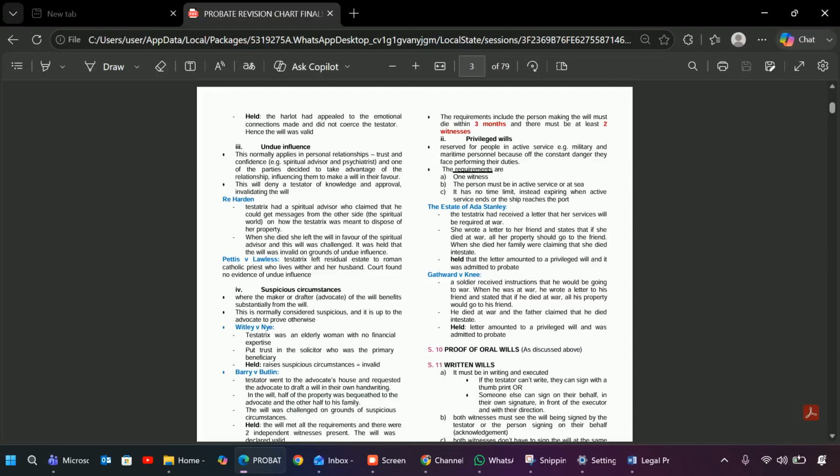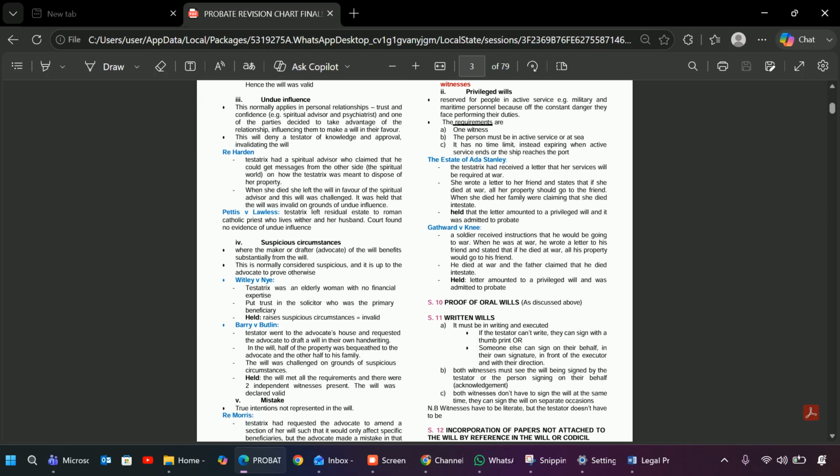Where the maker or the drafter is an advocate of the will and benefits substantially from the will, this is normally considered suspicious, and it is up to the advocate to prove otherwise. This was in the case of Whitley versus Nee, where the testatrix was an elderly woman with no financial expertise. She put her trust in the solicitor, who was the primary beneficiary. It was said that this raises suspicious circumstances, and therefore it was invalid.